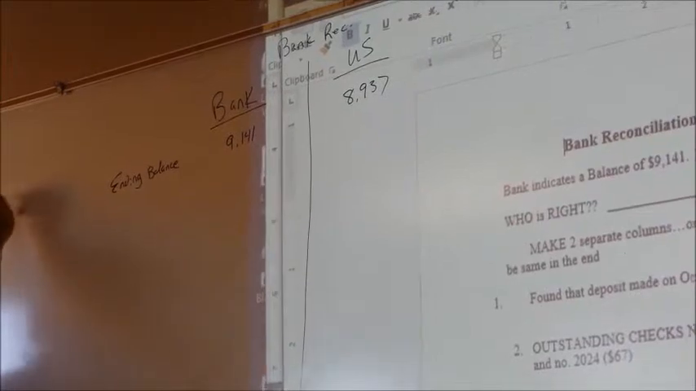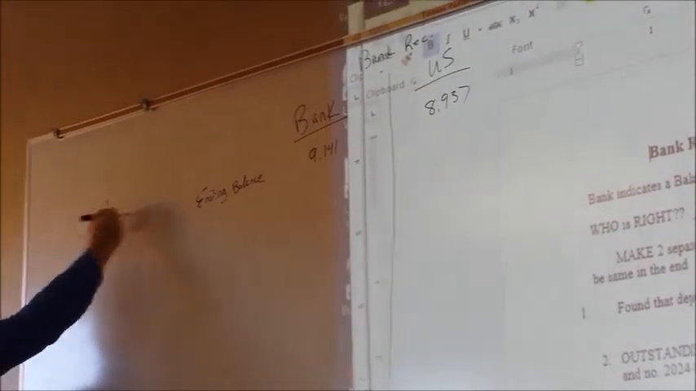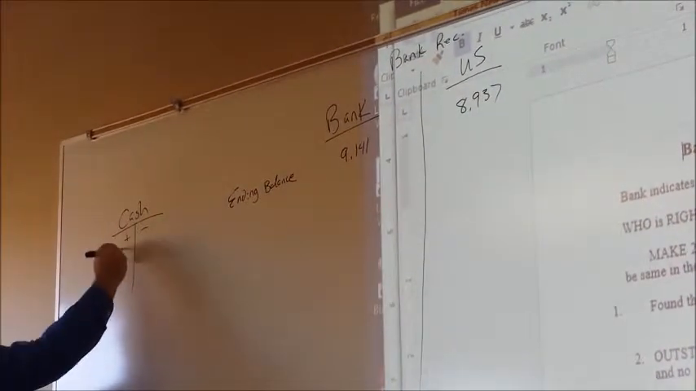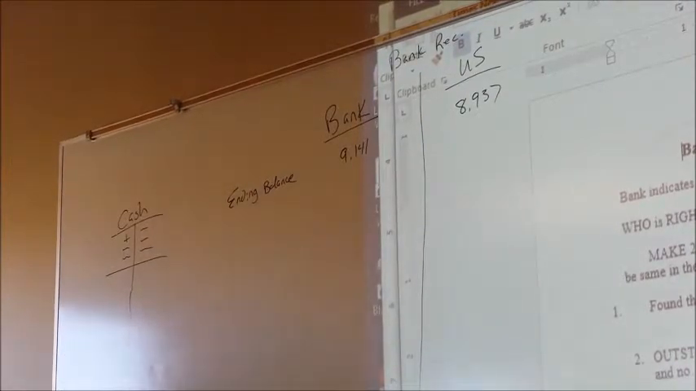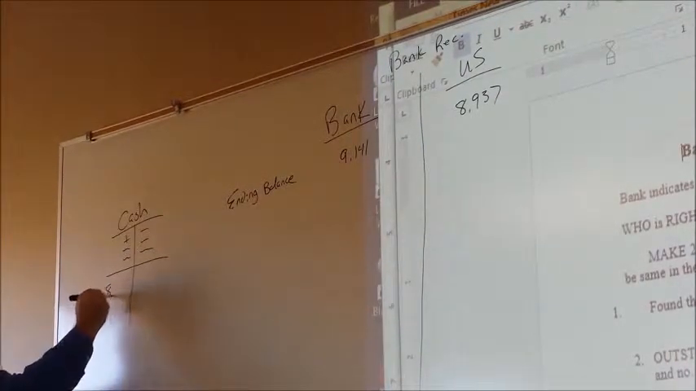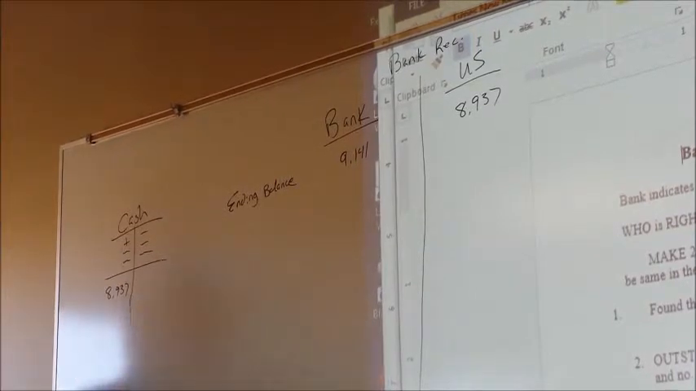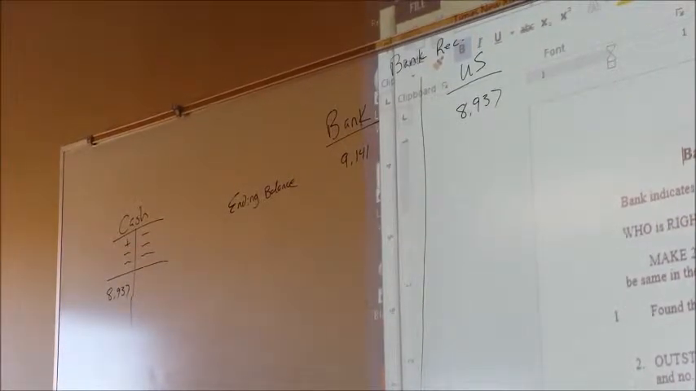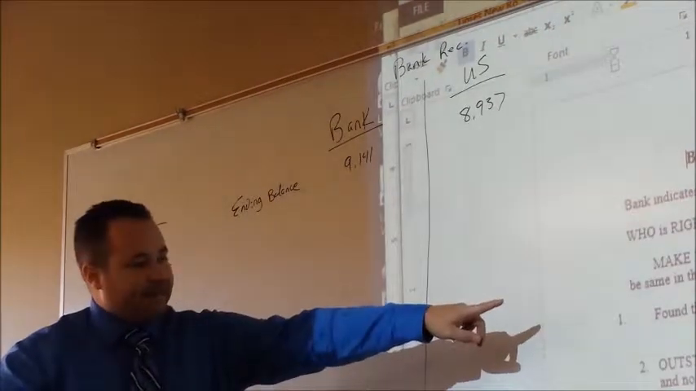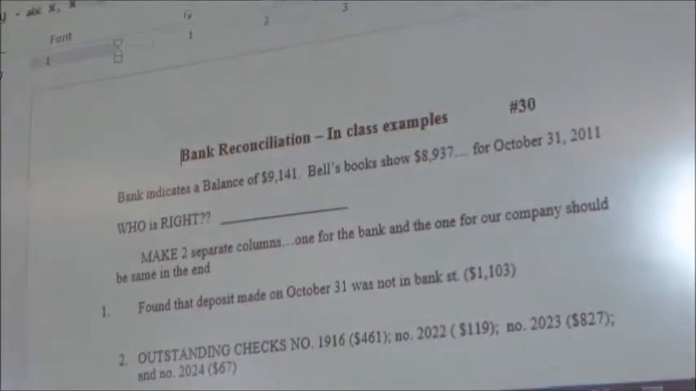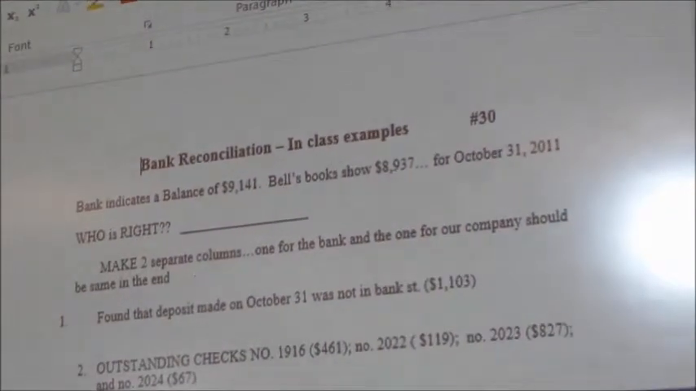If you're looking at my cash balance in a T account, you have a whole bunch of entries, and my final total, when I was adding everything up, was 8,937. Okay, now we're going to work from that. First thing I come to, we made a deposit at the end of the month, but it didn't show up on the bank statement.